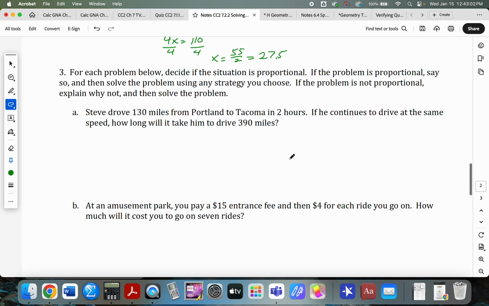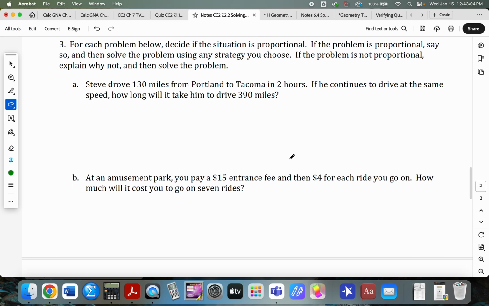All right. So let's take a look at these. For each problem below, decide if the situation is proportional or not. If it's proportional, say so. Solve the problem using any strategy you choose. If the problem is not proportional, explain why not, and then solve the problem.